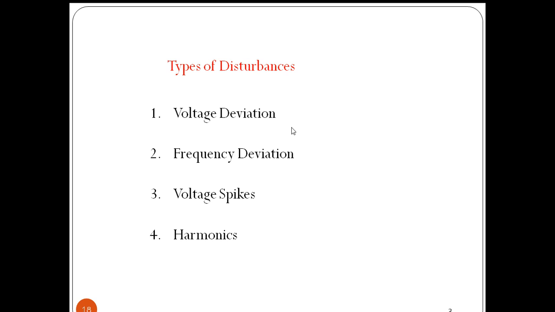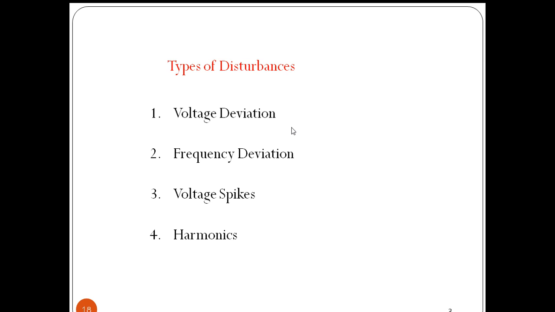So these deviations we have to alleviate. Our distribution companies are allowing a disturbance of plus or minus 6% of rated value. Due to improper operation or due to radial lines, there will be some voltage deviations.